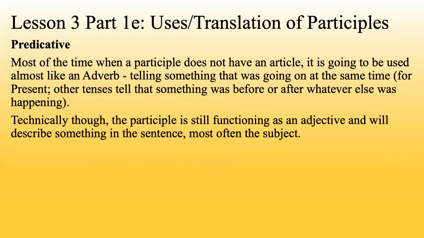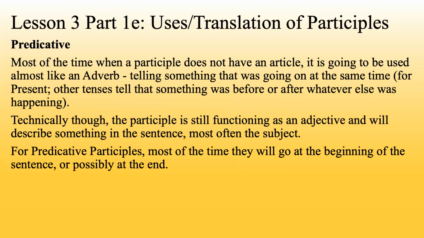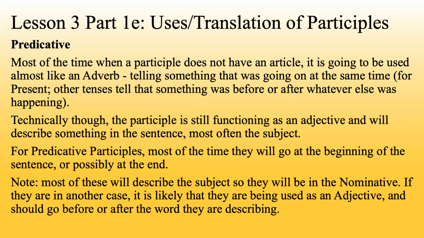Technically, though, the participle is still functioning as an adjective and will describe something in the sentence, most often the subject. For predicative participles, most of the time, for translating them, we're going to put them at the beginning of the sentence. We can possibly put them at the end, but the beginning is going to be the best place for them. And that's actually where we'll find them the most in Greek as well. Now, note, most of these will describe the subject, so they will be in the nominative. If they're in another case, it is likely that they are being used as an adjective. They're being used attributively just without a definite article, and should go before or after the word they're describing to make sure it's clear.